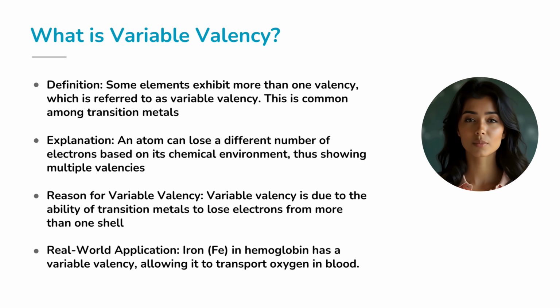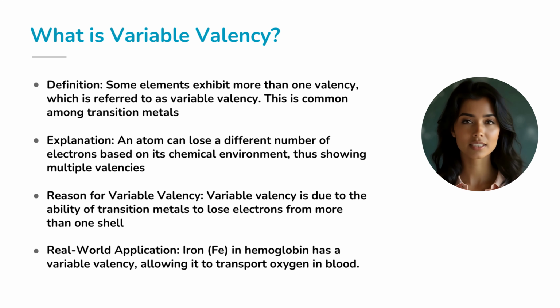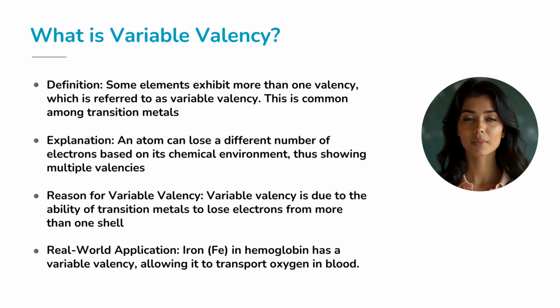Example: copper plus chlorine gas gives copper chloride, written as Cu plus Cl2 gives CuCl, and copper plus oxygen gas gives copper oxide, written as Cu plus O2 gives CuO. This ability to switch valencies allows these elements to form various compounds, making them incredibly versatile in chemistry and industry.